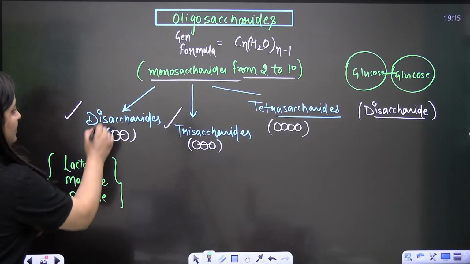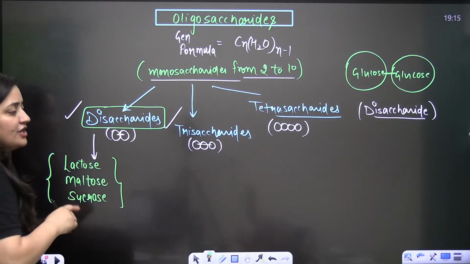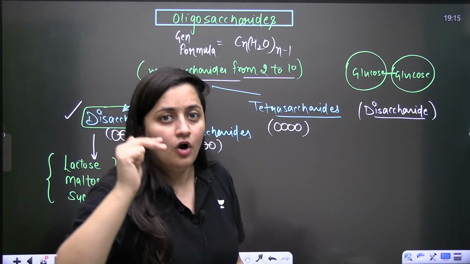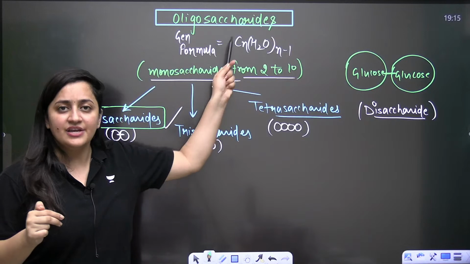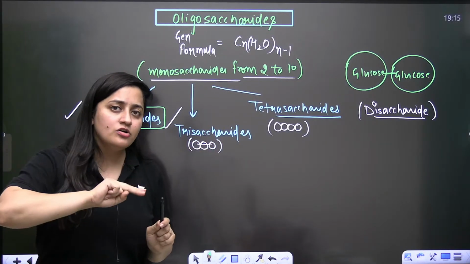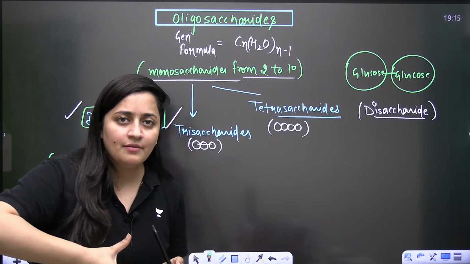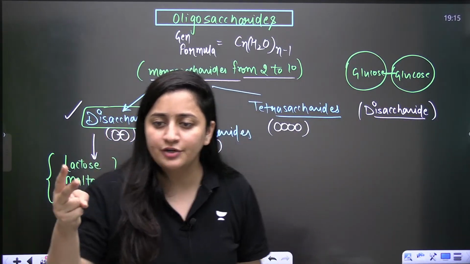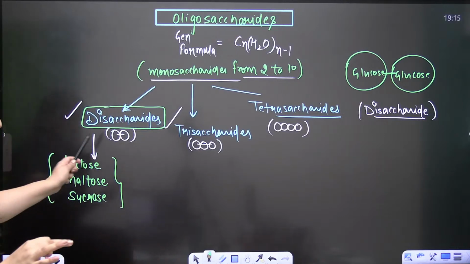We are going to focus on the disaccharides only. So we started with monosaccharides, then we moved to oligosaccharides. Oligosaccharides have the general formula CnH2n-1On-1. In the oligosaccharides, the monosaccharide number can range from 2 to 10. So if 2 sugars are there, it is going to be disaccharides. Any doubt? It is going to be disaccharide.